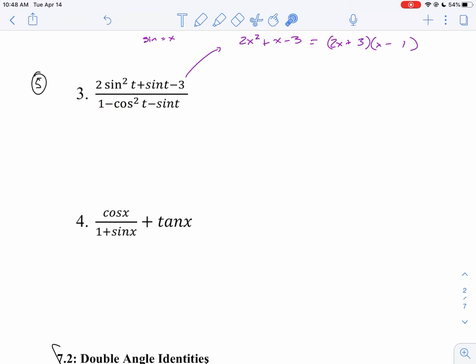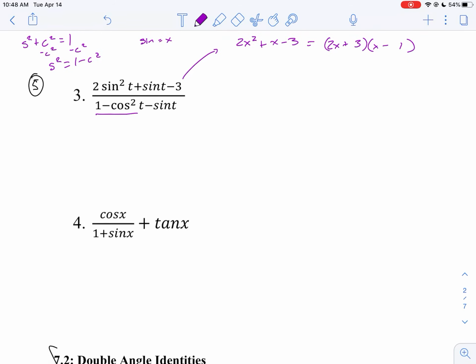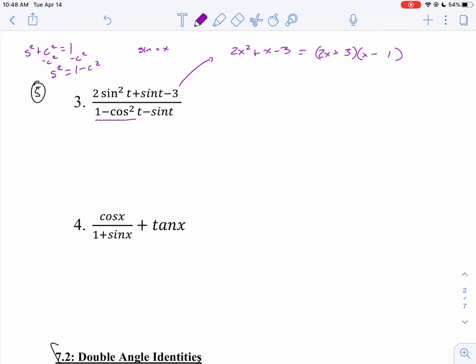I could have done Pythagorean theorem. Now, on the bottom, I'm seeing I have cosine squared and sine. I'm also seeing this 1 minus cosine squared. And just through experience, I know that that is a Pythagorean identity. So if you don't, sine squared plus cosine squared equals 1. If I subtract the cosine squared from both sides, I get sine squared equals 1 minus cosine squared. And look up at the chart up above if you prefer. But I see this whole thing can be replaced with sine squared. And so I'm going to go ahead and do this.